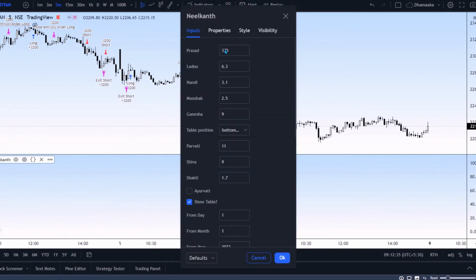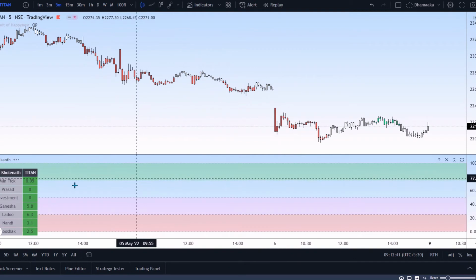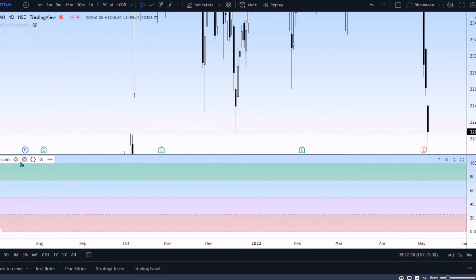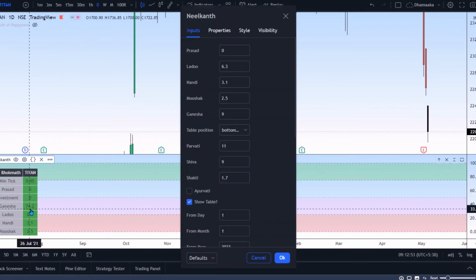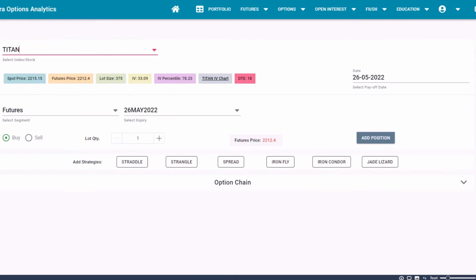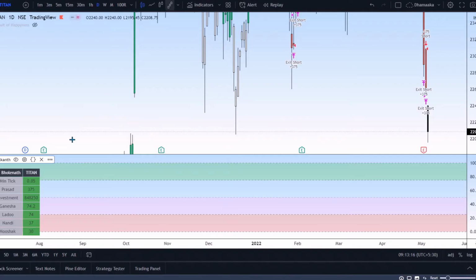Let me just remove it for a while. It says we are not in daily time frame, so we come to daily time frame. 74, sorry, 375, 74, 37, and let's see, 30. And what was the lot size? 375, yeah. So we've given it right, 375 is the Prasad available.